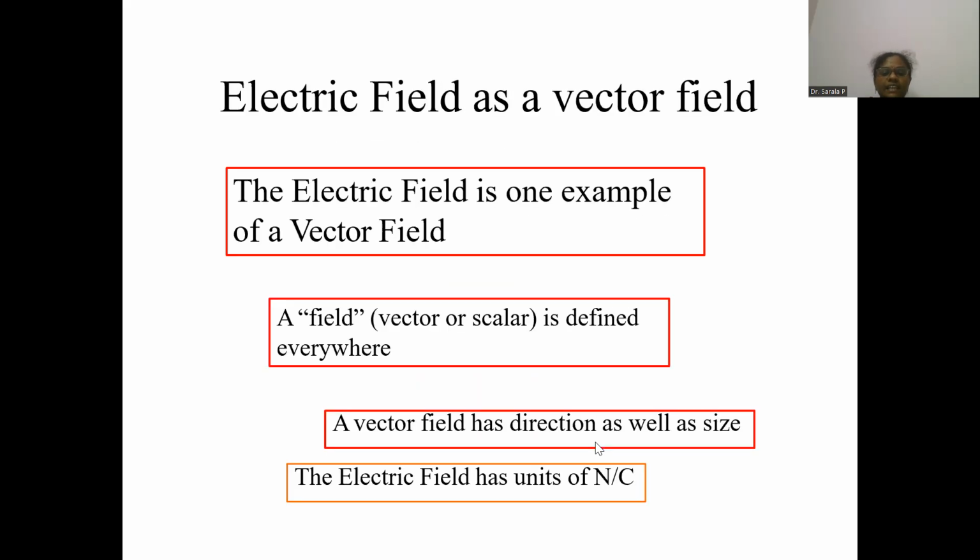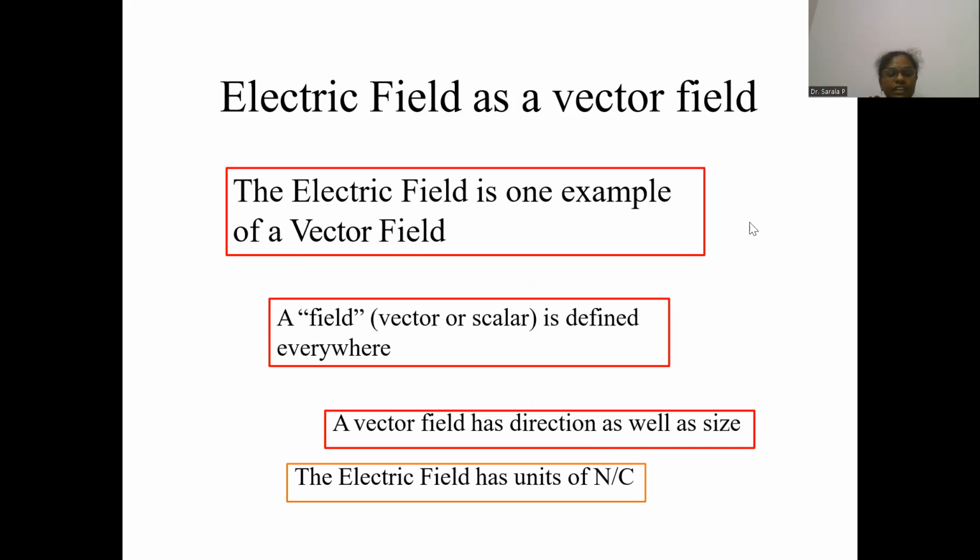Now vectors and scalars in the electric field. The electric field is a vector field. The electric field is one example of a vector field. This electric field also has magnitude and direction, right?